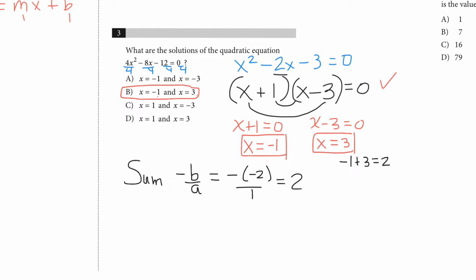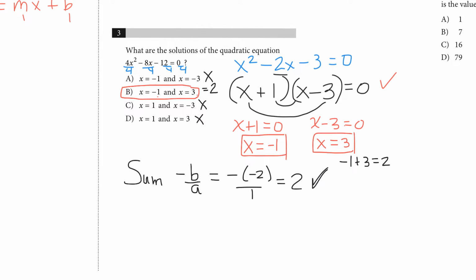So it's a good way to check. Now also, if I was doing this test and I was under time conditions, I would look for the sum of the roots and say, well, the sum of the roots is 2. This adds up to negative 4. This adds up to negative 2. And this adds up to 4. So the only one that adds up to 2 is answer B, and that's the answer.